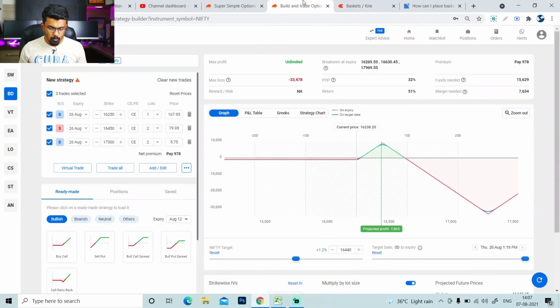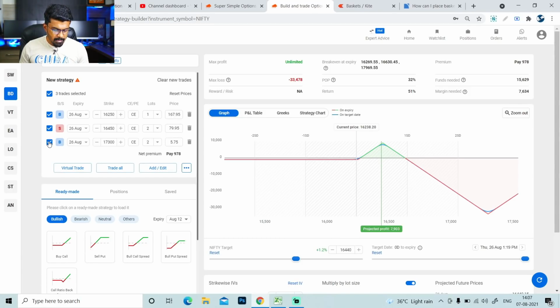Let's say you want to do a ratio spread, right? Now this is what I have done here. The market is at around 16,200, so I am buying one lot of the 16,250 call option. Then I have gone to 16,450 and sold 2 lots of August expiry for around 80 rupees. So I have bought for 167 rupees and I am selling 2 lots of 16,450 for 80 rupees to compensate that buy.